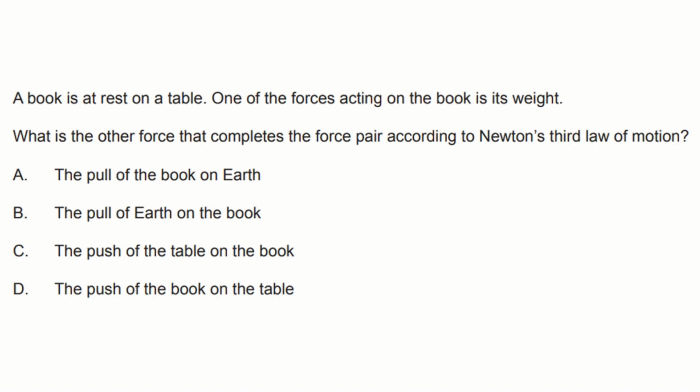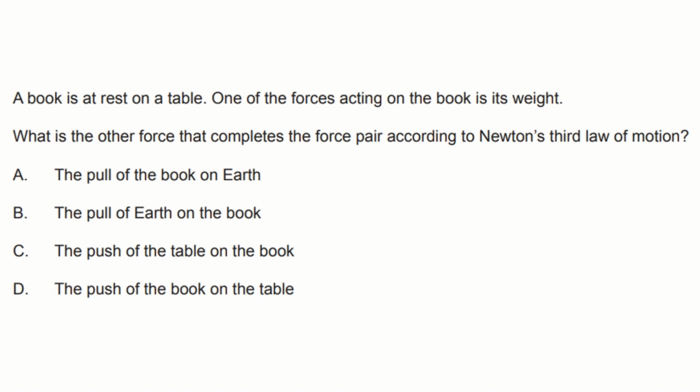So we've got a book which is at rest on the table, and one of the forces acting on it is its weight. And we want to know the other force which completes the force pair according to Newton's third law of motion. Now, when I'm teaching Newton's third law, I tend to do it in a very, very simple way, using very simple English, and I'm hopeful that that allows you to see how to answer these questions generally.